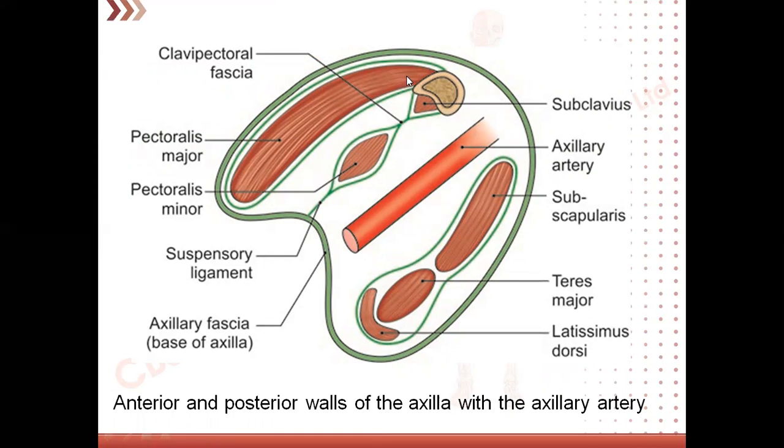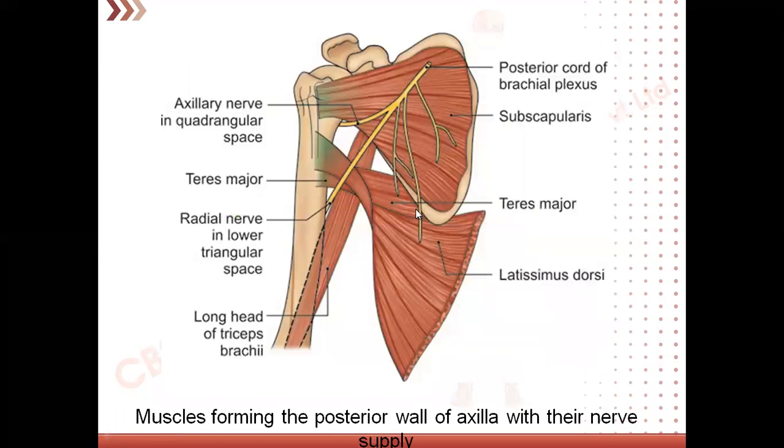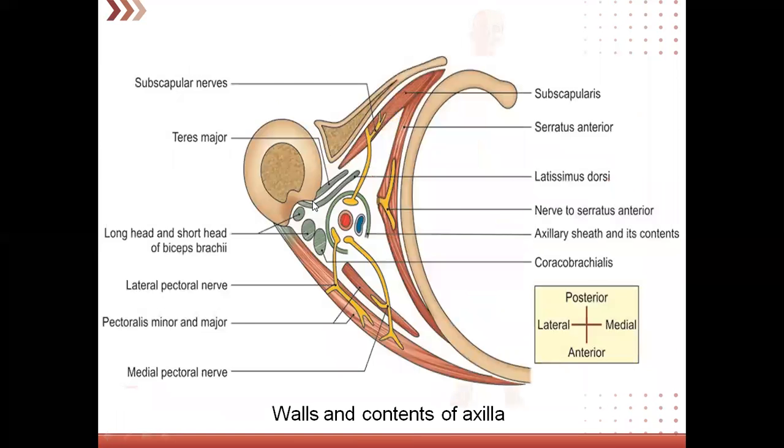So this is our anterior wall formed by pectoralis major covered by pectoral fascia. Behind we have subclavius and pectoralis minor enclosed by clavipectoral fascia. The posterior wall of the axilla is formed by subscapularis, teres major and latissimus dorsi. Contents are axillary artery, axillary vein and cords of brachial plexus. This is again seen from behind, which forms the posterior wall.